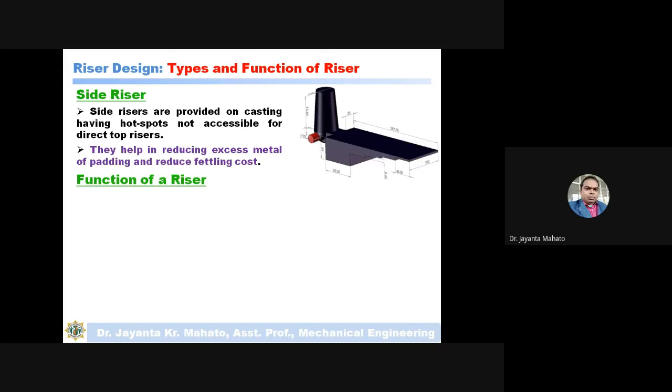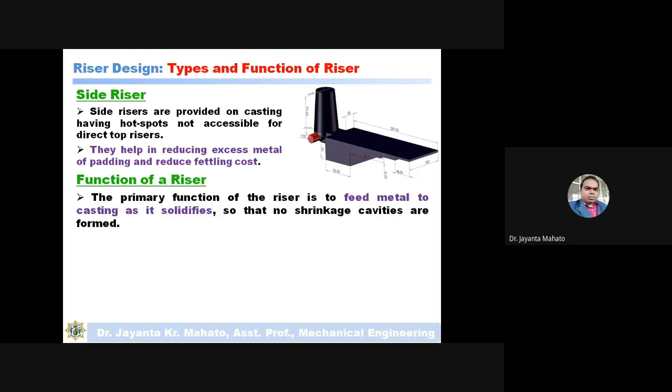So, what are the functions of a riser? The primary function of the riser is to feed metal to the casting as the heat solidifies. The main function of the riser is to feed the excess material to the casting part, so that shrinkage cavities are not formed.